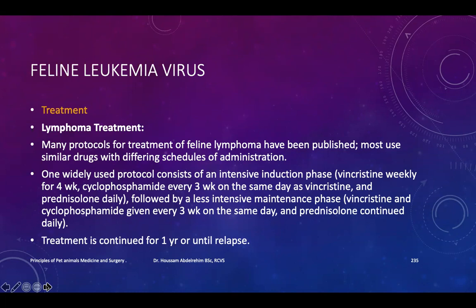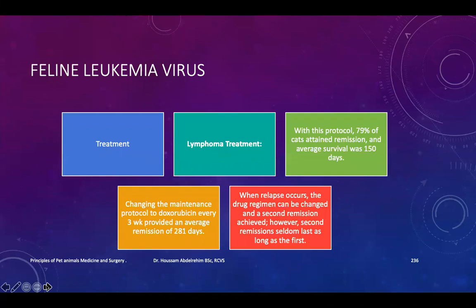One very famous protocol consists of an intensive induction phase. I use vincristine weekly for 4 weeks, cyclophosphamide every 3 weeks on the same day as the vincristine, and prednisolone daily. This is followed by the second phase of treatment, a less intensive maintenance phase with the same drugs for 3 weeks, and again prednisolone is given daily. Treatment is continued for around 1 year. This protocol achieved remission in 79% of the cats and average survival was 150 days later on.